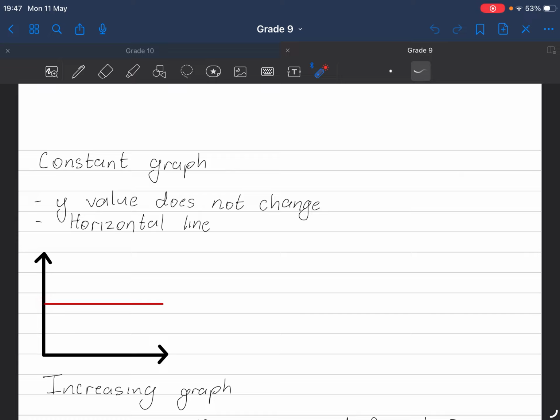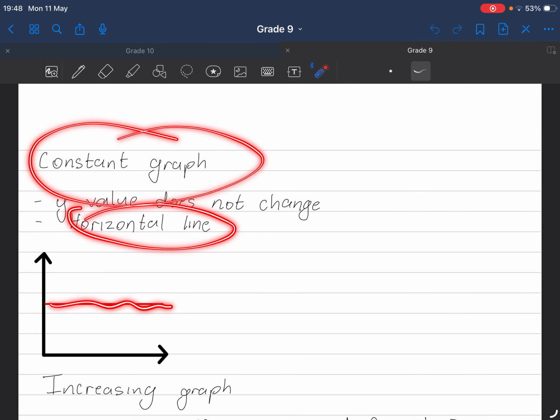So, if I ask you after a month, I still have 10 Rand. If I ask you after 1 year, no, I still have 10 Rand. After 2.5 years, okay, no, I still have 10 Rand. So basically, that amount is not changing, which results in a horizontal line. This is a constant graph.